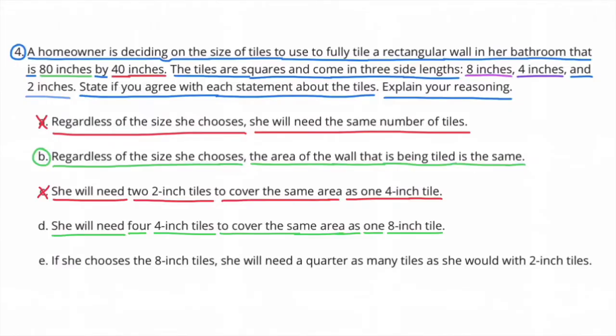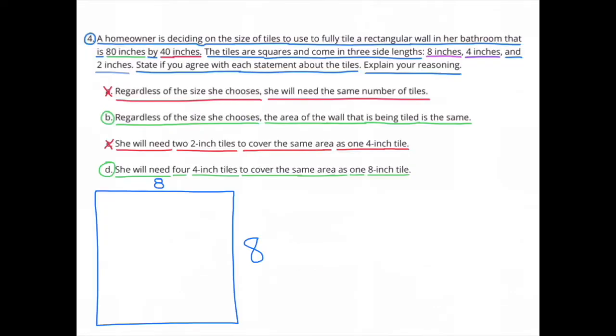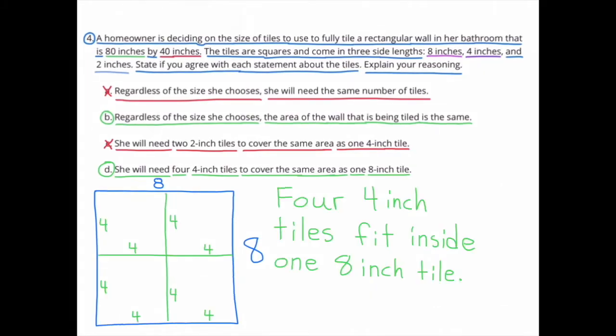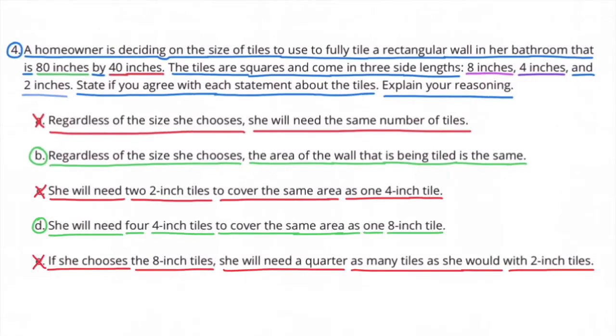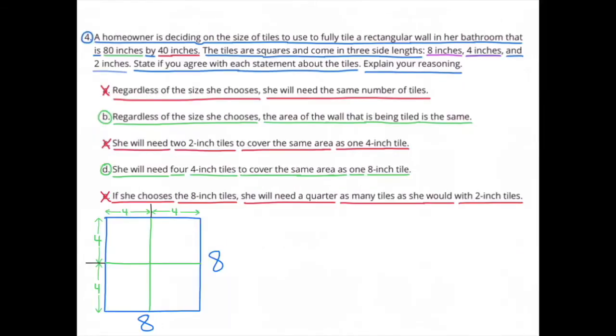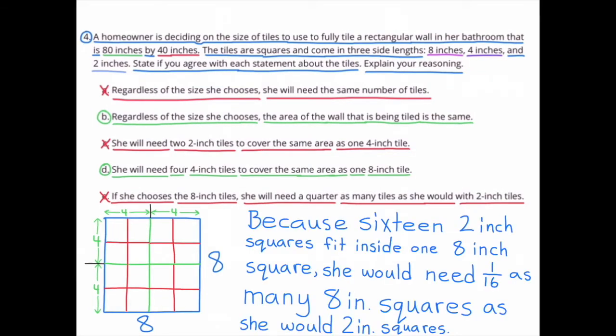She will need 4 4-inch tiles to cover the same area as 1 8-inch tile. That's true because 4 4-inch tiles fit inside 1 8-inch tile. If she chooses the 8-inch tiles, she will need a quarter as many tiles as she would with 2-inch tiles. That's not true, because 16 2-inch squares fit inside 1 8-inch square. She would need 1/16 as many 8-inch squares as she would 2-inch squares.